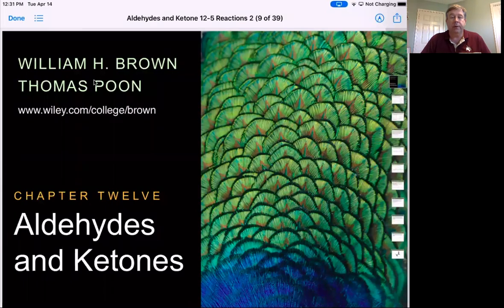Okay, Chemistry 2330. I'm going to do our last section in chapter 12. It's reactions of aldehydes and ketones. So we learned this carbonyl gave us a bunch of different functionalities. We can attack it with a nucleophile because it's partially positive. We can create enols or acetals and hemiacetals to protect it.